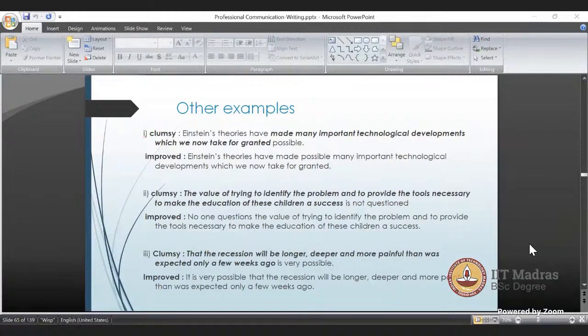Same goes for the last one. That the recession will be longer, deeper, and more painful than was expected only a few weeks ago is very possible, right? The same thing happens to it. It is very possible that the recession will be longer, deeper, and so on and so forth.